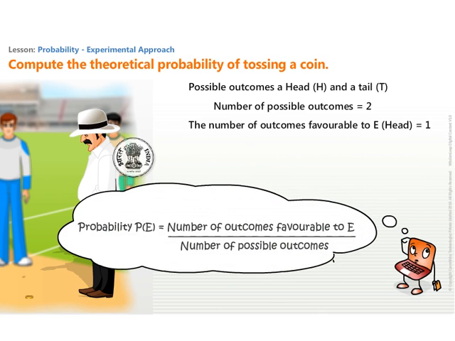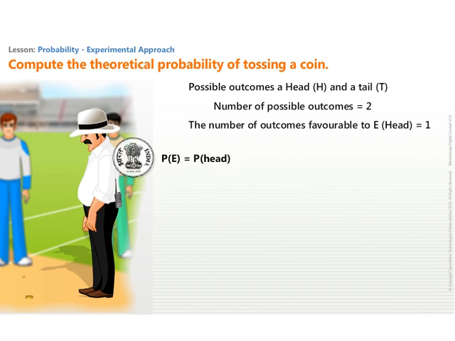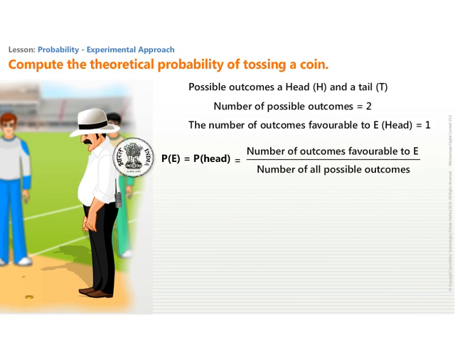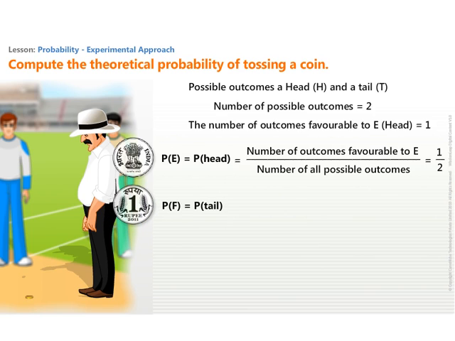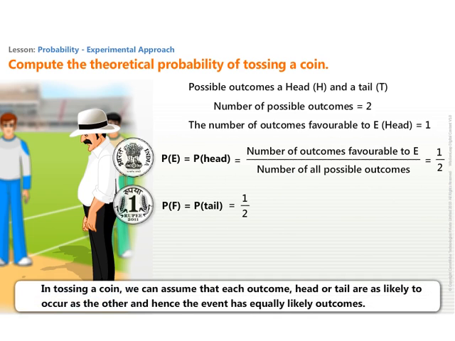We know probability P(E) is the ratio of the number of outcomes favorable to E to the number of all possible outcomes. Therefore, P(E) is equal to P(head), that is equal to the number of outcomes favorable to E divided by the number of all possible outcomes, that is equal to 1 by 2. Similarly, if F is the event of getting a tail, then P(F) is equal to P(tail), that is equal to 1 by 2. In tossing a coin, we can assume that each outcome, head or tail, is as likely to occur as the other, and hence the event has equally likely outcomes.